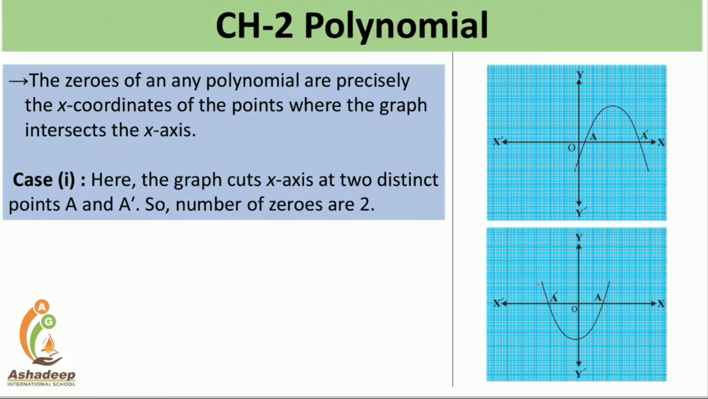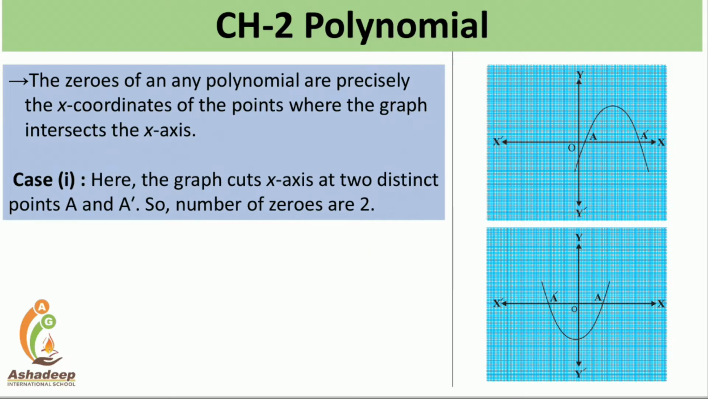And for this graph, it also touches at 2 points. So it has two zeros, but it opens upward, so the value of a is greater than 0. So those simple and small things you must keep in mind, right? Let's move ahead with the second case.